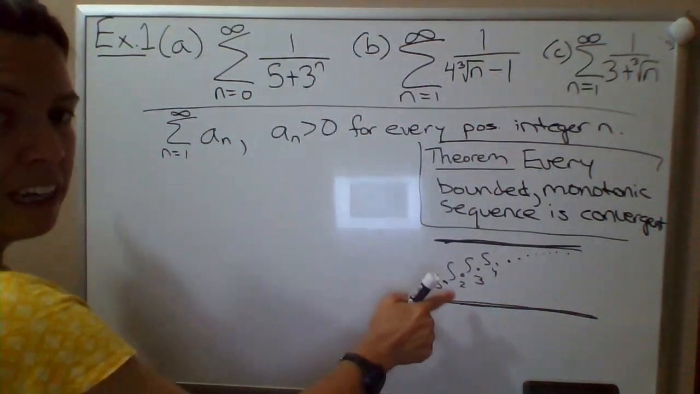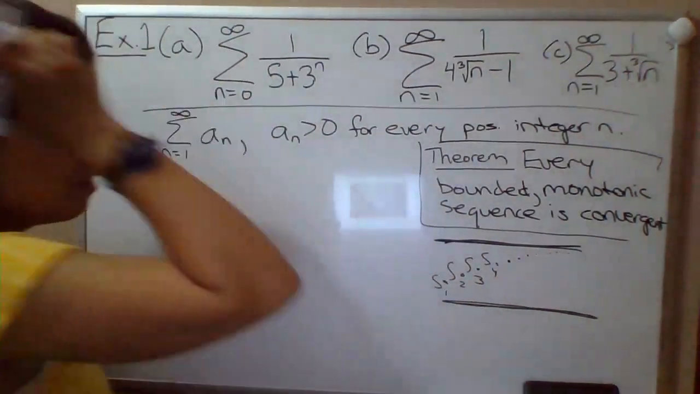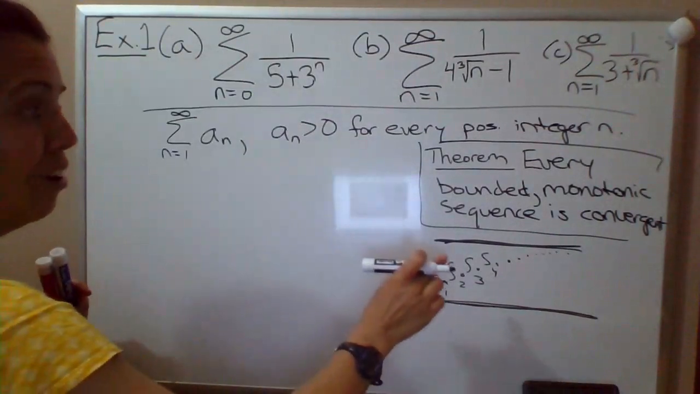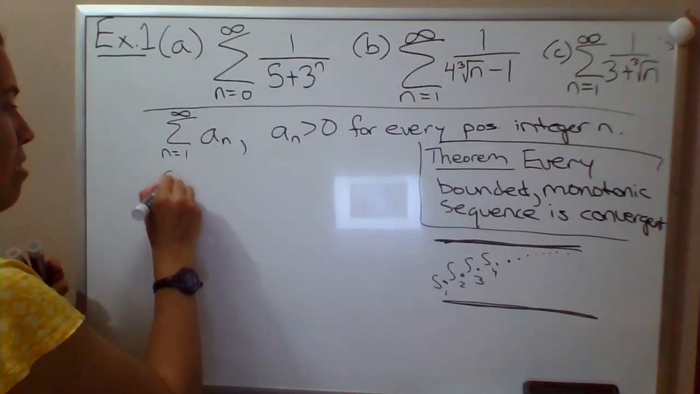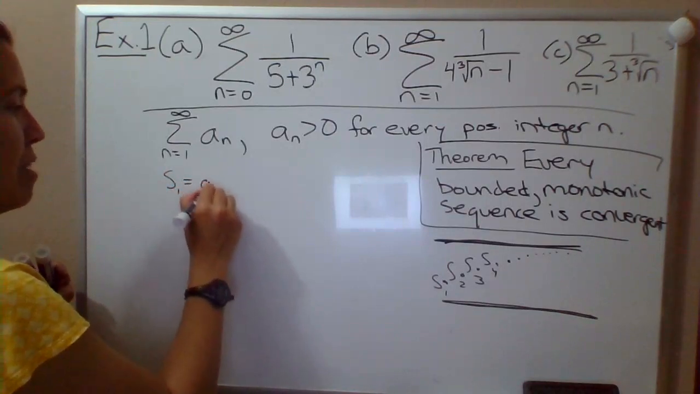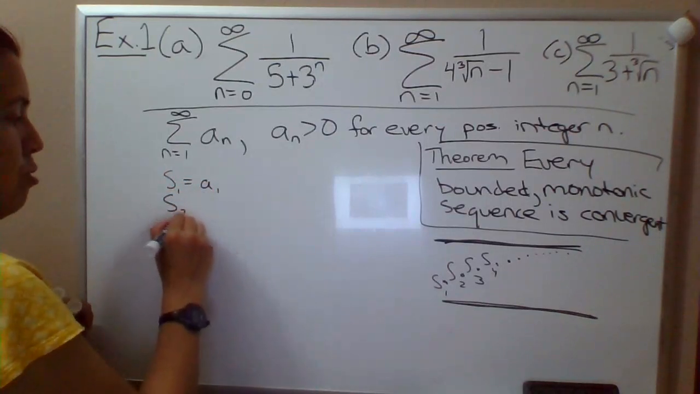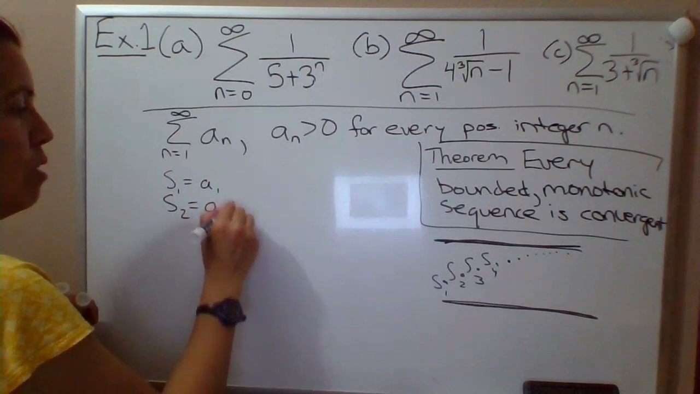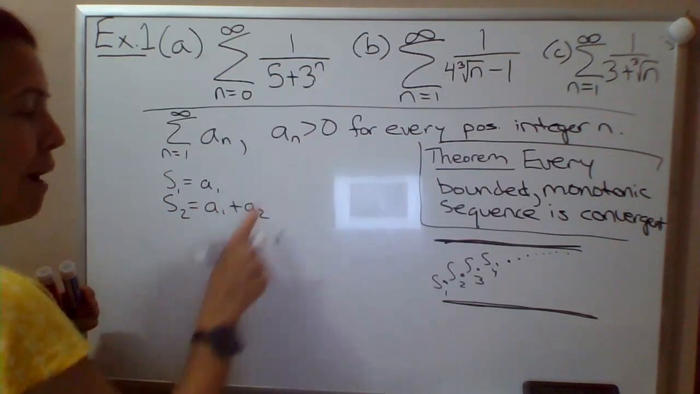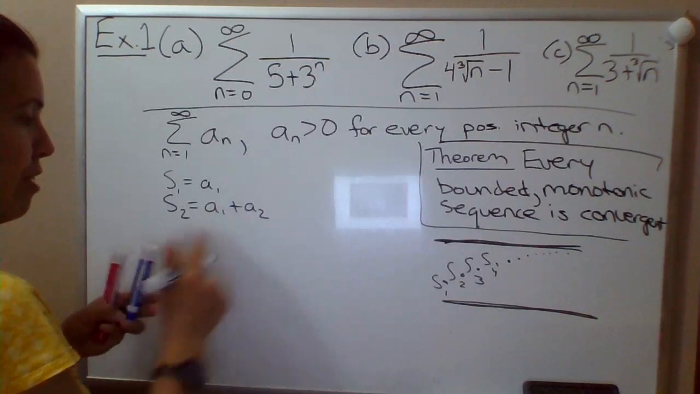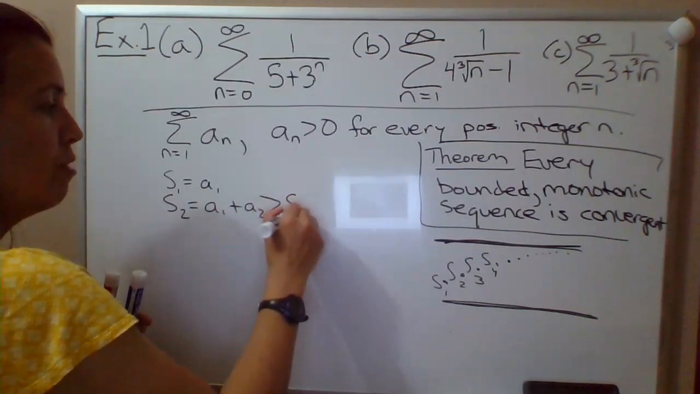Now, I claimed that the sequence of partial sums is monotonically increasing. Let me make that argument. S1, your first partial sum, would just be the first term. S2 is the sum of the first two terms, so a_1 plus a_2. Now, if I'm assuming that every term is positive, then I've added something positive here, and so this must be greater than S1.